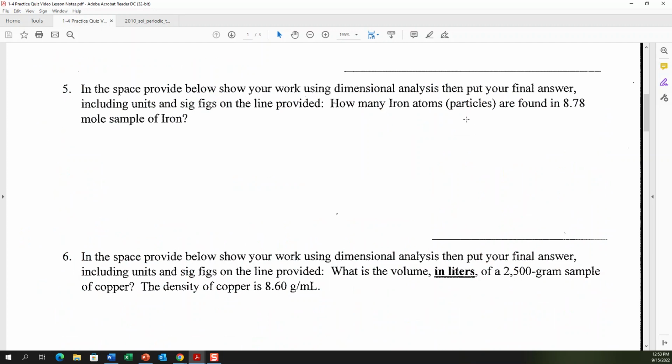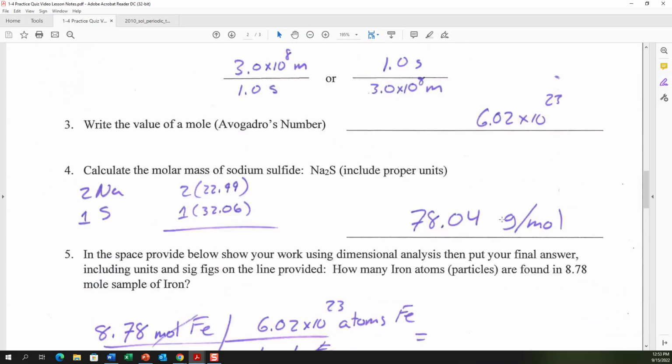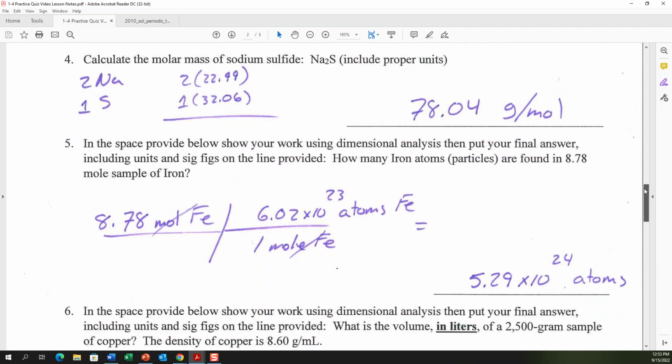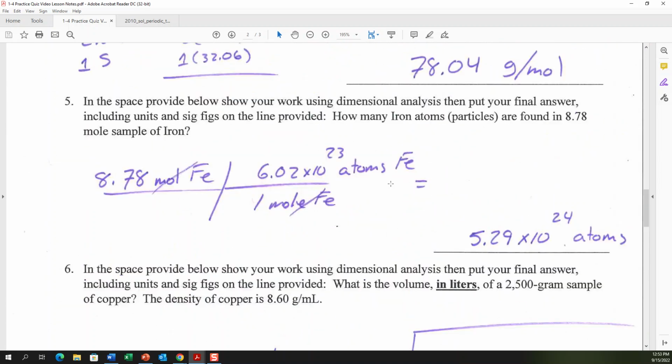So the number we use for particles is Avogadro's number. Remember what Avogadro's number really means. It means you have this many atoms equals 1 mole. So we could say 1 mole over that many atoms, or we could say that many atoms over 1 mole. And that's what we're going to do in this problem because we have moles.